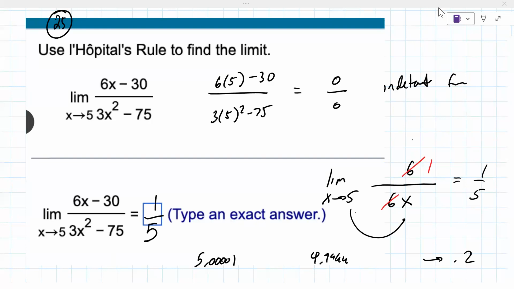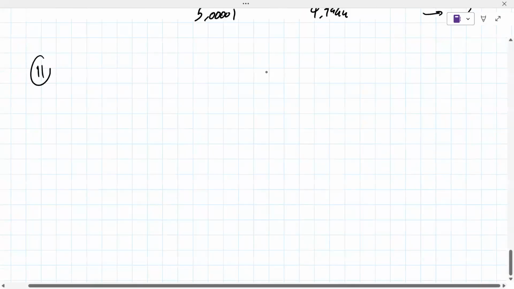Yeah, these are somewhat different than your homework. They're all in the same class, but they're just not exactly the same. Okay, number 11 here.